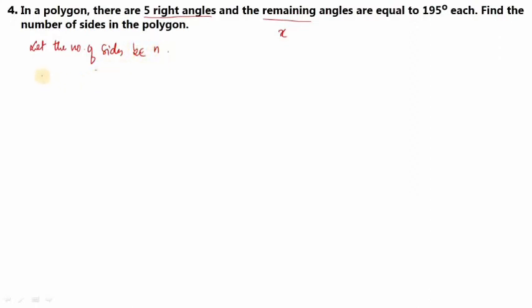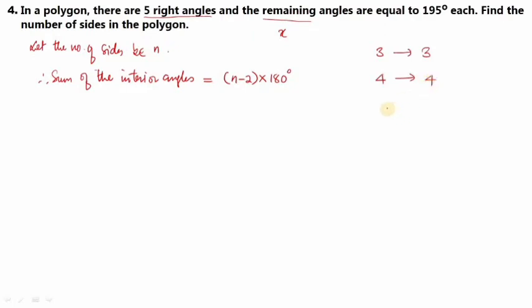will be n-2 into 180 degrees. All of you are quite familiar with this formula. Suppose you have three sides, then how many angles will be there? Obviously three sides and three angles. If you have four sides, then you will have four angles. Now if there are n sides, then obviously you must have n angles.